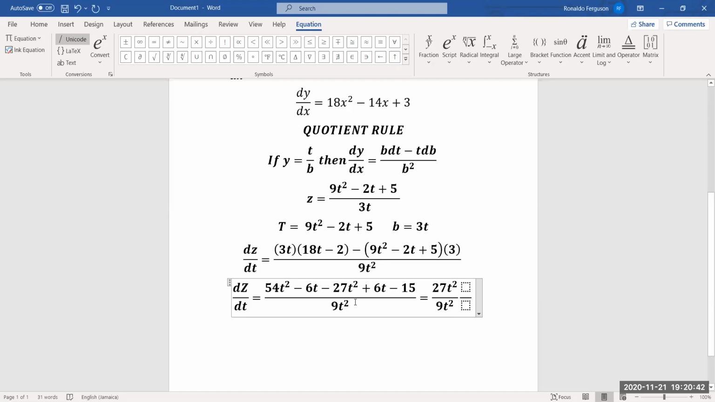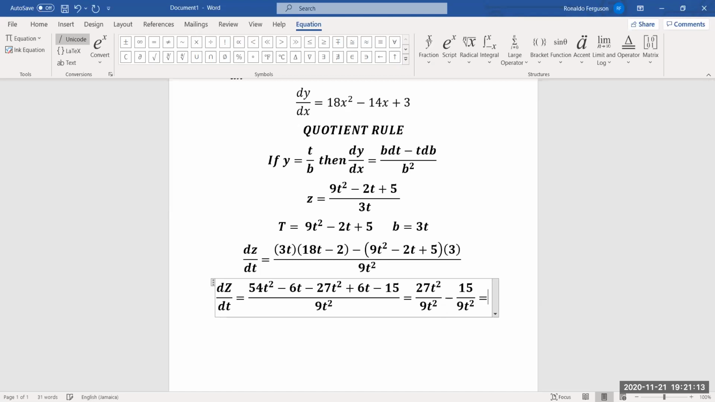Then group our constants. What do we get when we group our constants? 15. So that's minus 15 over 9t squared. Good. So this gives us dz by dt. All right, that's dz by dt. Now after we get dz by dt, we just need to simplify this.